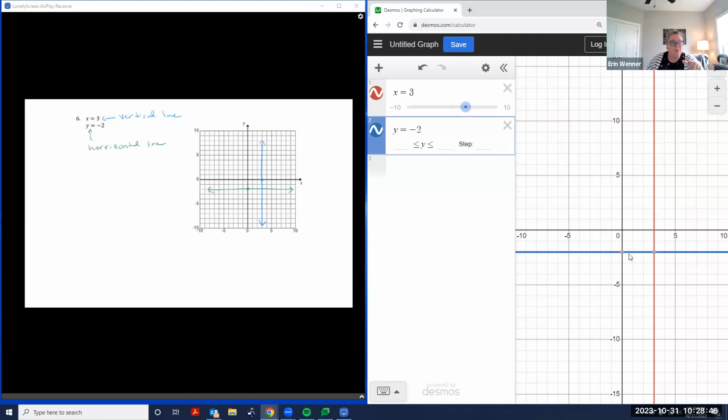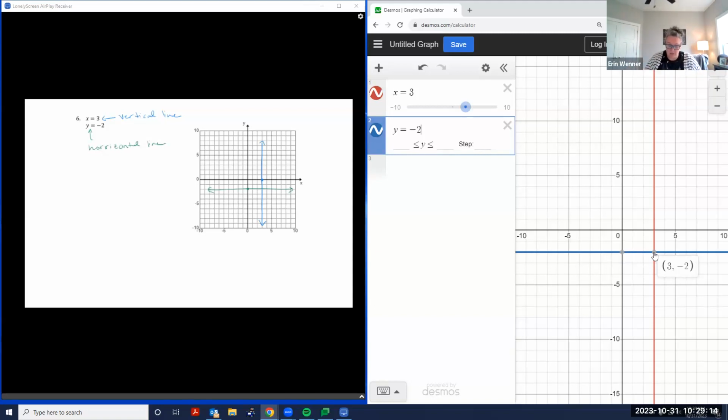intersect, okay? When I'm looking at this blue line, it does give me 2 points. It gives me the y-intercept, which is at 0, -2, and then it gives me the point here, 3, -2. That is the solution to that set because you have your vertical line where every x coordinate is 3, your horizontal line where every y coordinate is -2. So of course they're going to intersect at the point where x is 3 and y is -2.